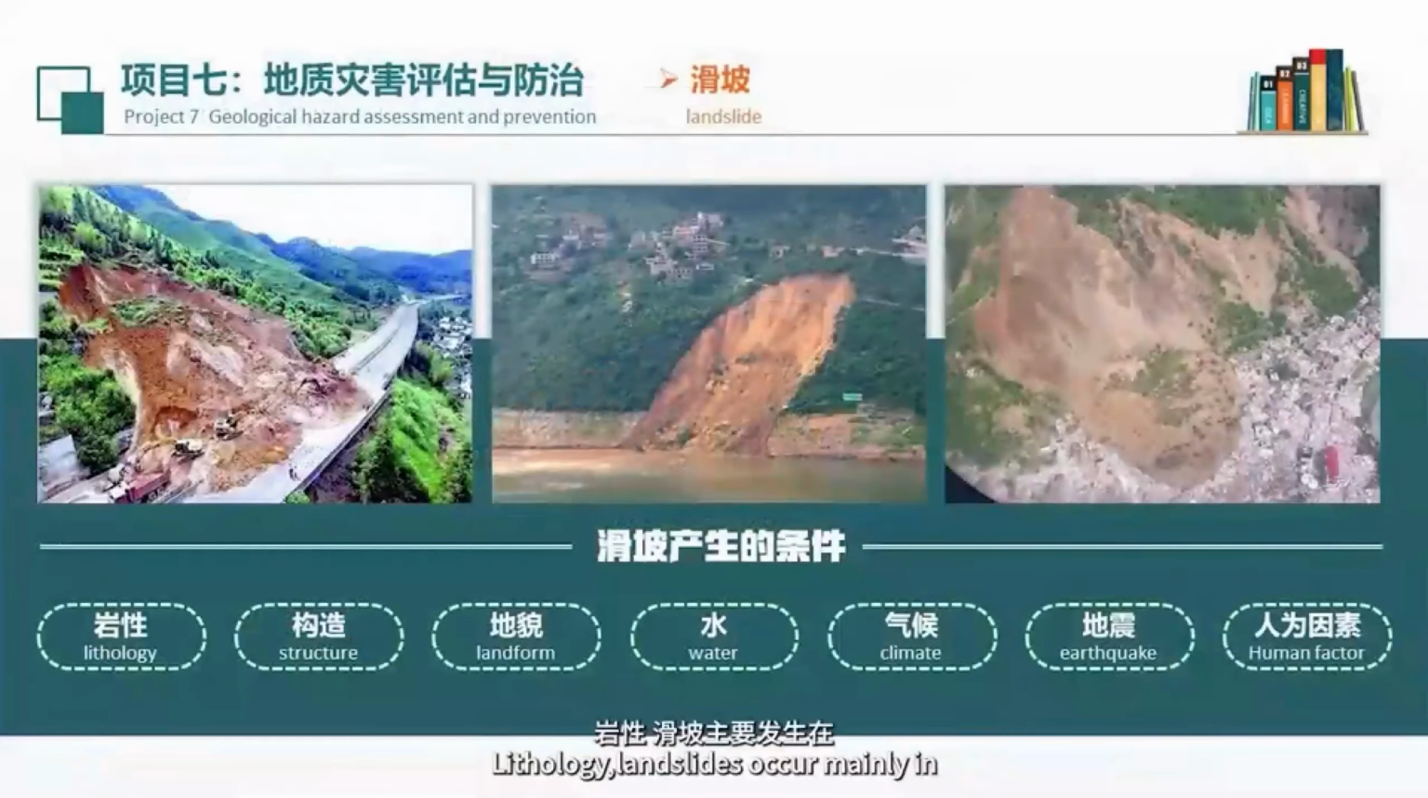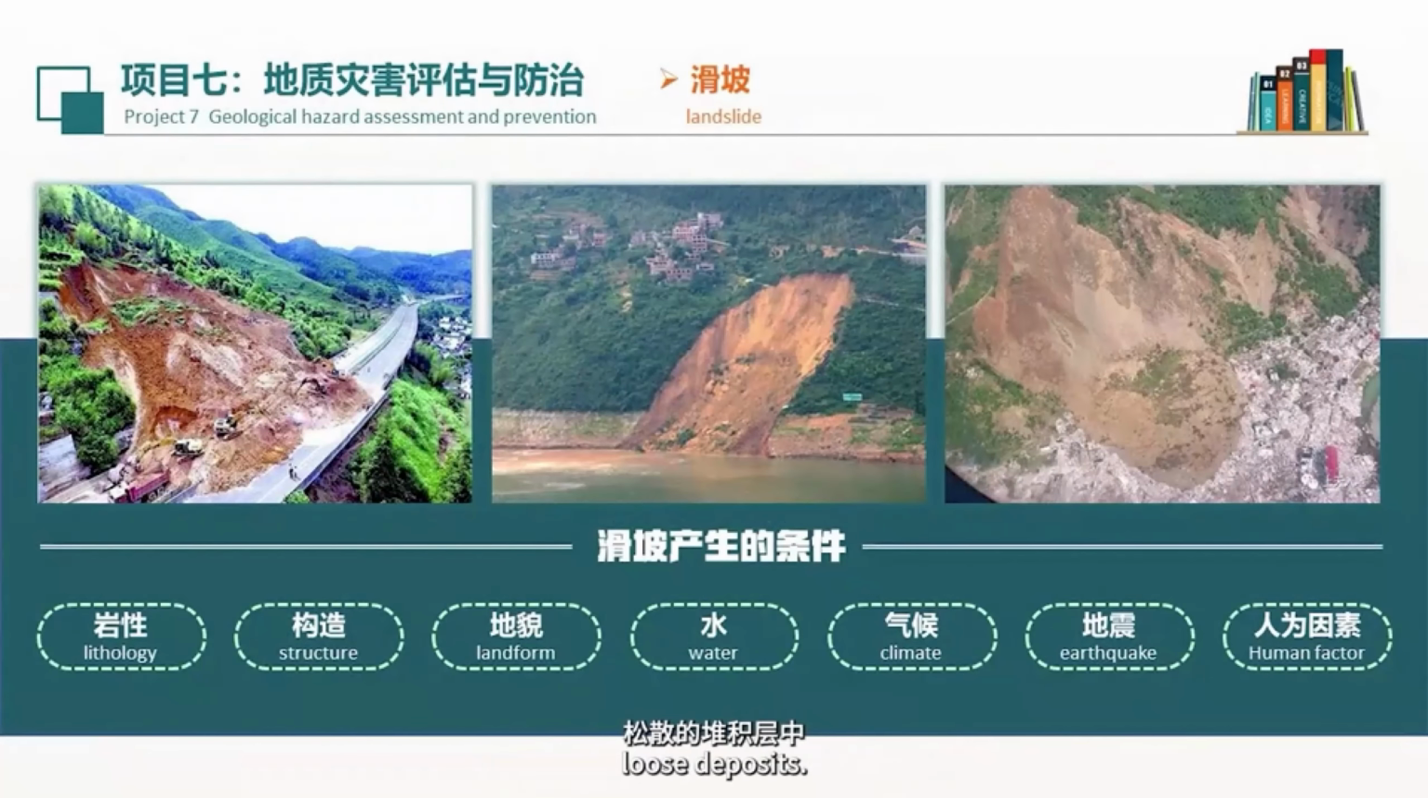Lithology. Landslides occur mainly in loose deposits. Bedrock landslides are relatively rare. Landslides of loose deposits are mostly about clay. Sliding surface. The sliding surface mainly occurs in clay interlayers.